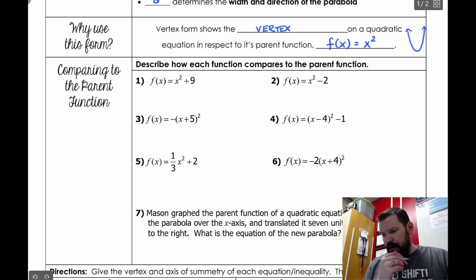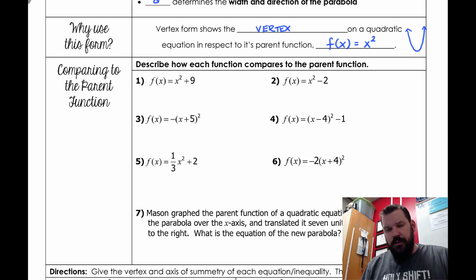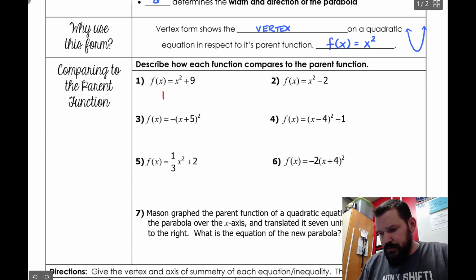For number one, it says describe how each function compares to the parent function. Well, there's our x squared. That's our parent function, and then we're adding this 9 to it. If you remember, when we add or subtract on the outside of the function, in this case on the outside of x squared, it moves the graph up or down. So this graph gets moved up 9 units.